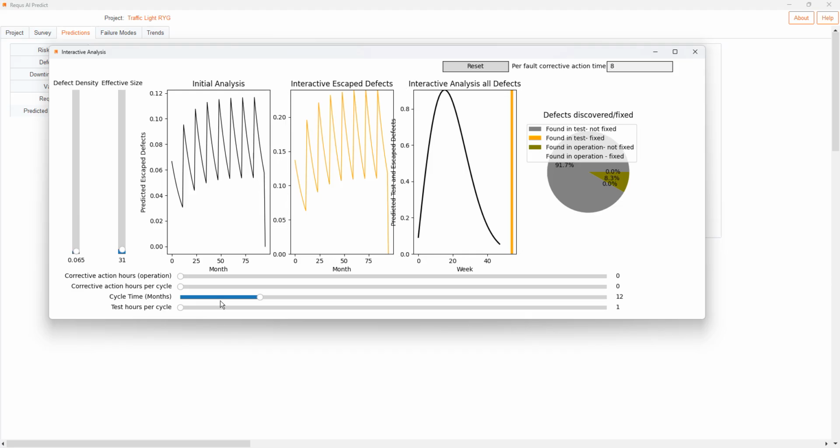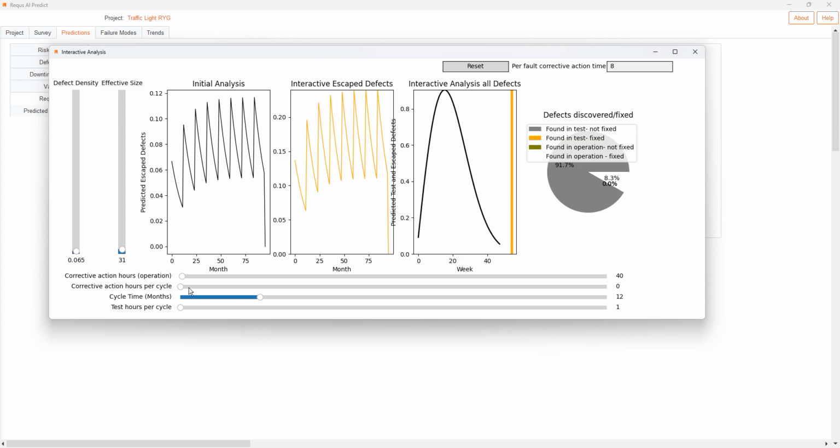So we can see the effect of the predicted defect density itself on the shift to the left goals that we have. All right, so now let's look at some of the other features that affect this pie chart over here. The pie chart shows the percentage of defects fixed. We can move the sliders for the corrective action hours we have available in operation. And we can see if we want to fix all the defects in operation, what we would need for time is right around, really, because we have so few defects, we only need about 30 or 40 hours of corrective action time, assuming that it's 8 hours per corrective action.